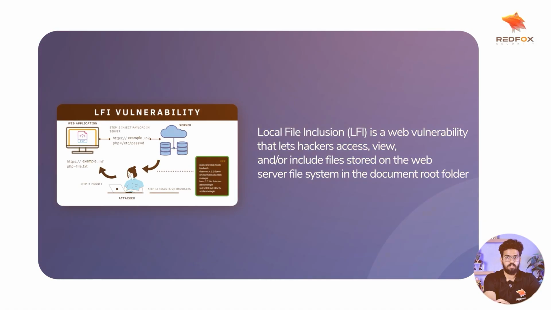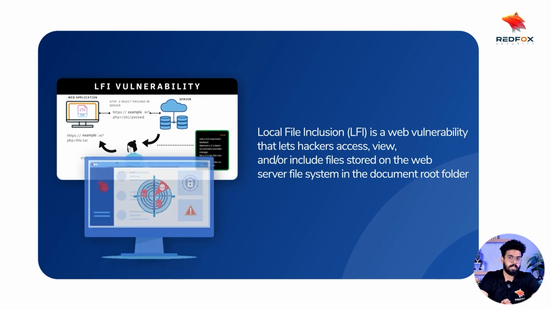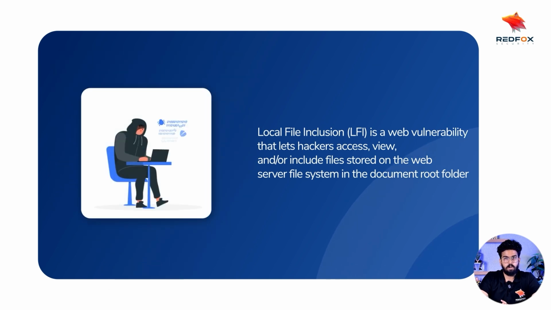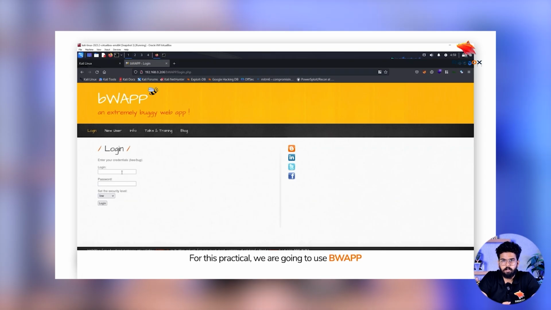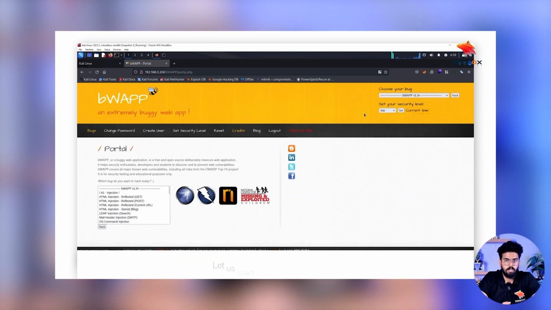Local file inclusion. Local file inclusion is a web vulnerability that lets attackers access, view, and/or include files stored on the web server file system in the document root folder. For this practical, we are going to use BWAPP. BWAPP is a free and open source web application with known security vulnerabilities. So let us start with low security level.